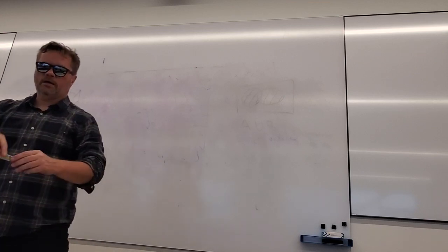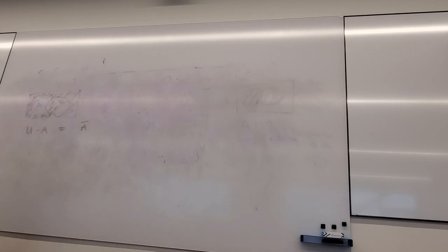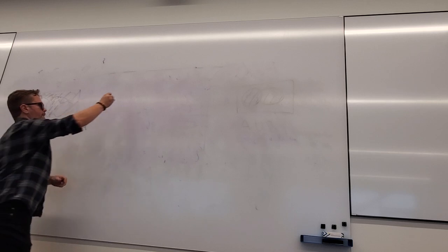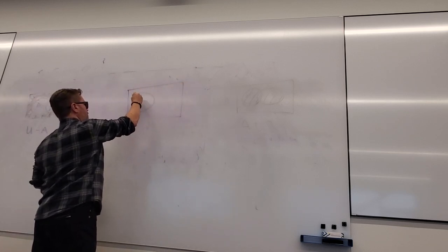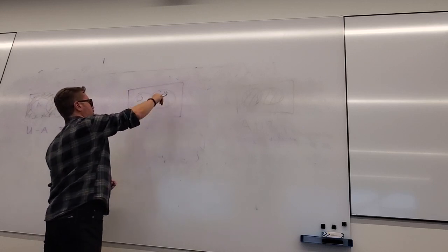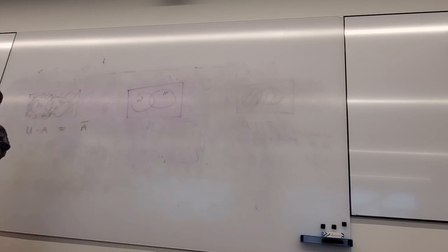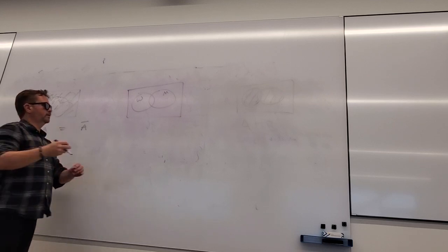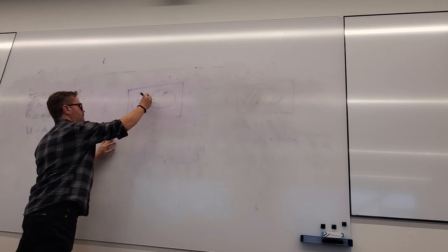Now, let me focus on some numerical problems you'll see with Venn diagrams. Okay. Let's pick some different letters. W and M. Watermelons and mangoes. Okay. I want something about fruit today. I'm going to throw some numbers in here.